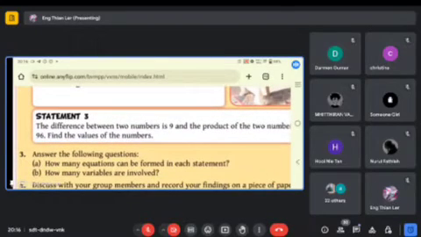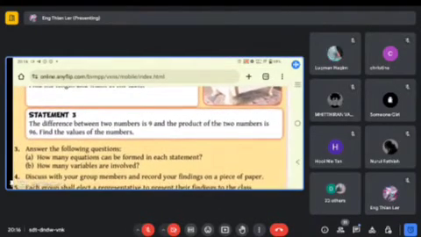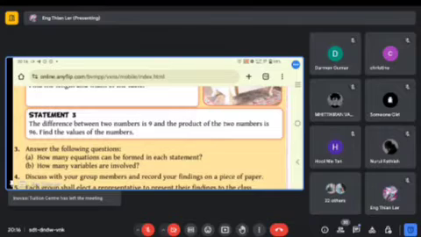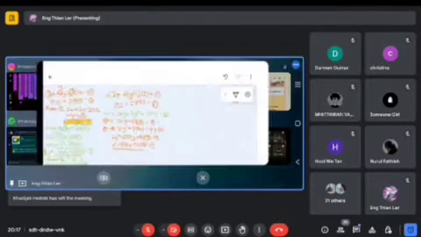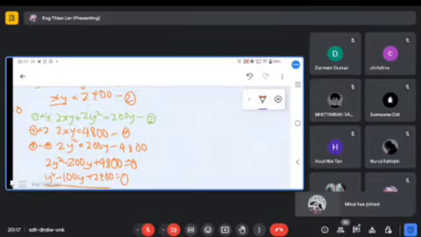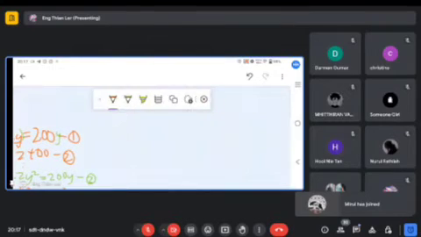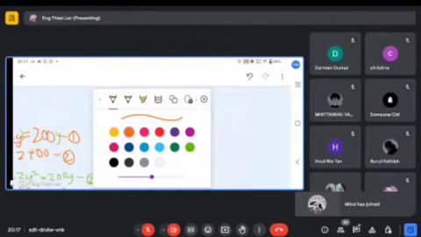So we will look at the question, statement 3. The difference between two numbers is 9, and the product of the two numbers is 96. Find the values of the numbers. So how are you going to do this? We don't know what the two numbers are, so we're going to let the two numbers be x and y and let them become variables. So we continue. I'll use a different pen color.